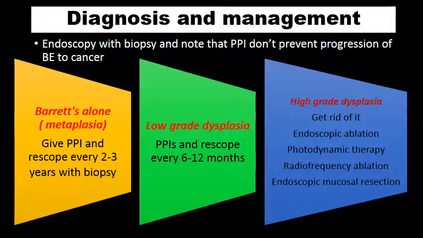If there is high-grade dysplasia, then you have to get rid of that part of the lower esophagus, gastroesophageal junction, because it's too risky. You conduct an endoscopic ablation or a photodynamic therapy, radiofrequency ablation therapy, or endoscopic mucosal resection, and you get rid of it.